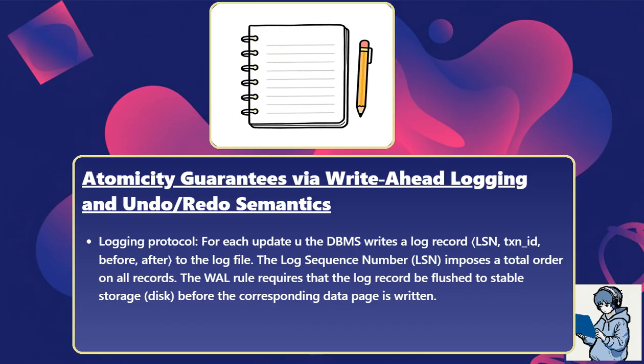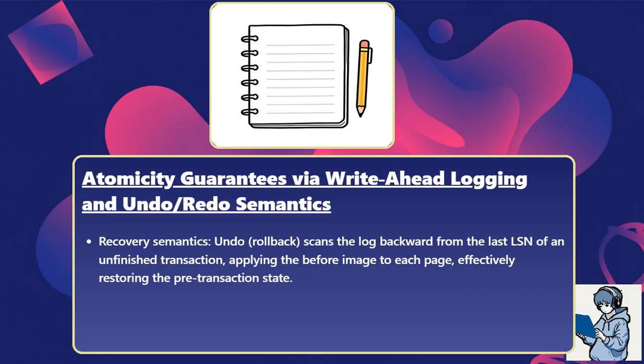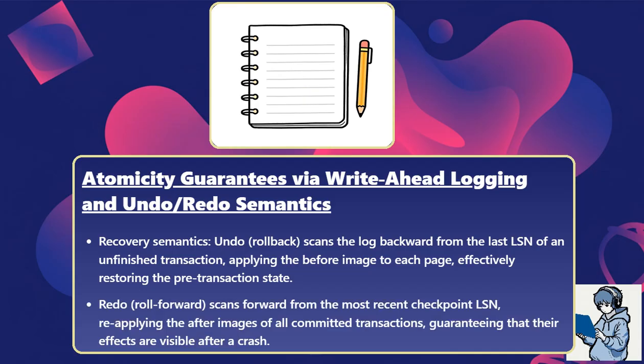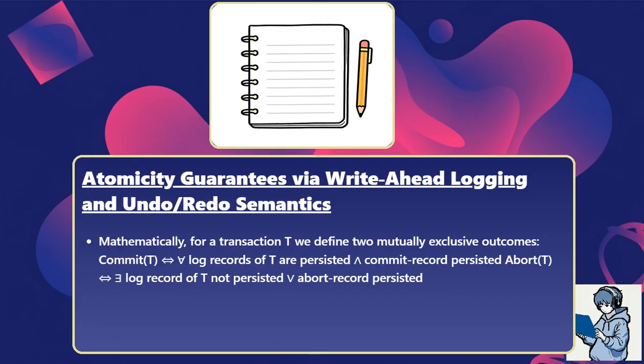Recovery semantics. Undo (rollback) scans the log backward from the last LSN of an unfinished transaction, applying the before image to each page, effectively restoring the pre-transaction state. Redo (roll forward) scans forward from the most recent checkpoint LSN, reapplying the after images of all committed transactions, guaranteeing that their effects are visible after a crash.